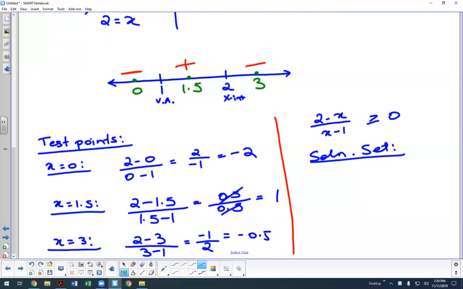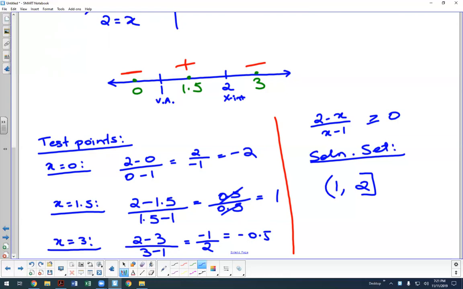At 2. Yeah, because remember, we have a vertical asymptote at 1, so we can never include the vertical asymptote. So we know between these two values, it's going to stay positive. This is where all my y values are greater than 0. But only the place where I have the x-intercept, it's actually going to equal 0. So your solution set will be between 1 and 2. I cannot include 1 because that's where the vertical asymptote is. But I can include the 2 because that's where it's equal to 0.